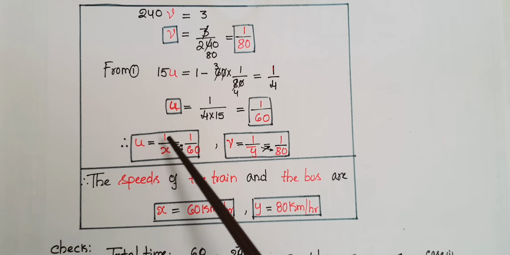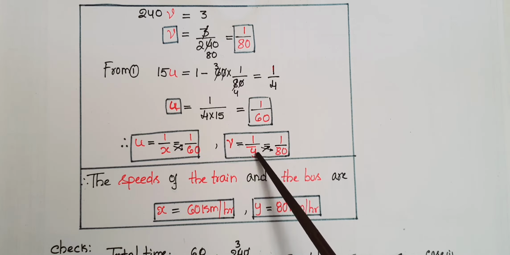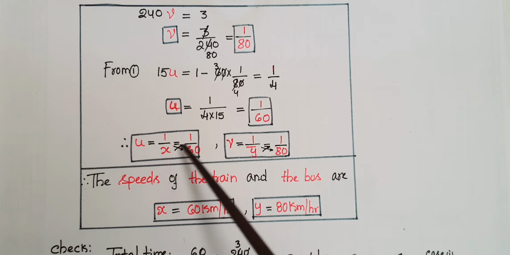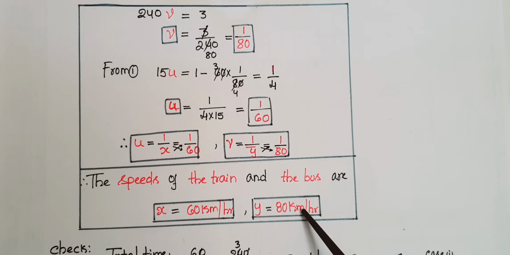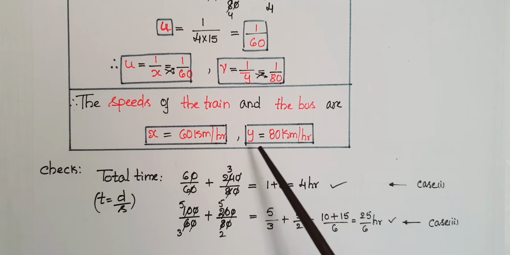But here u is equal to 1 by x, so that is equal to 1 by 60, and v is equal to 1 by y, that is 1 by 80. So the speeds of the train and the bus are x is equal to 60 km per hour and y is equal to 80 km per hour. If you cross multiply, then you will get x is 60 and y is 80. Now you can check by substituting these x, y values in the equations.